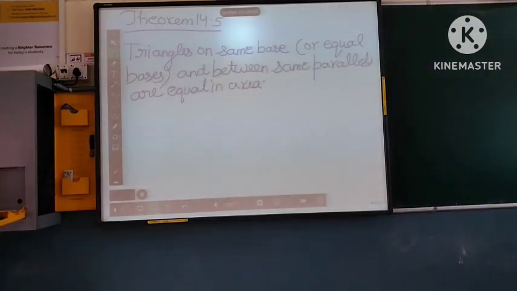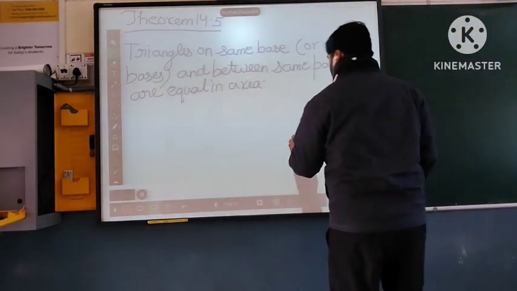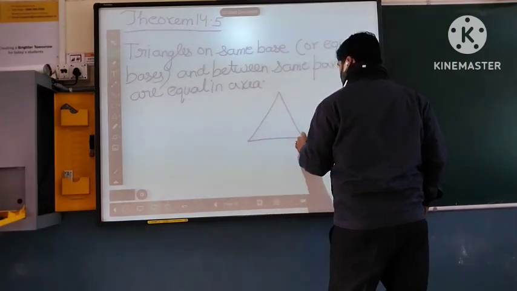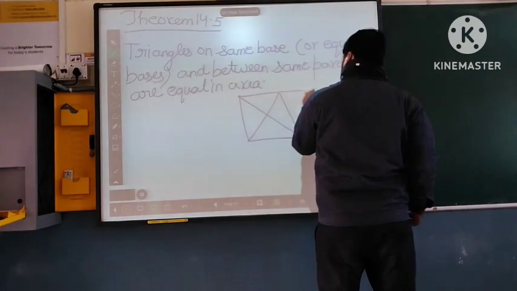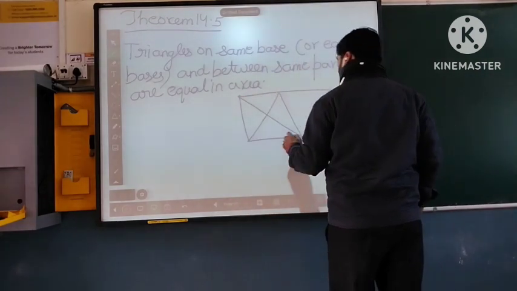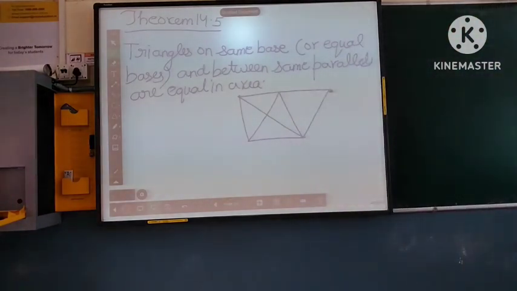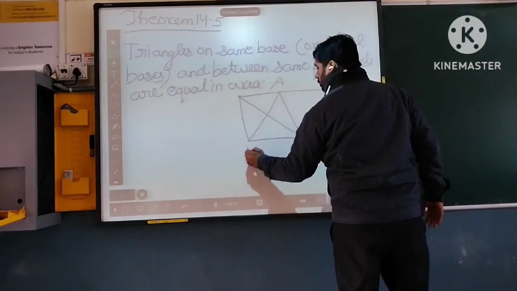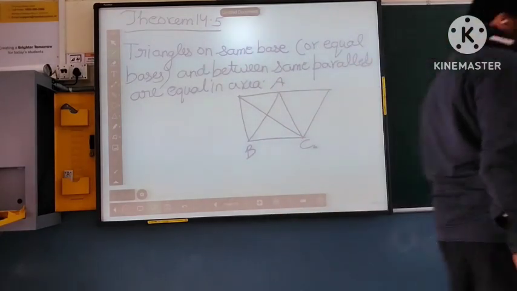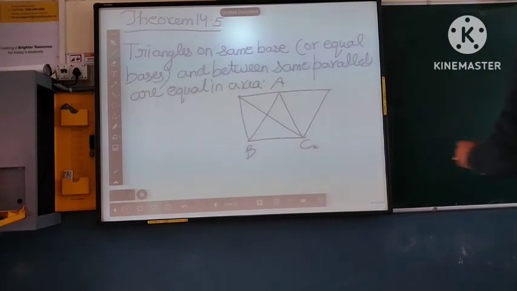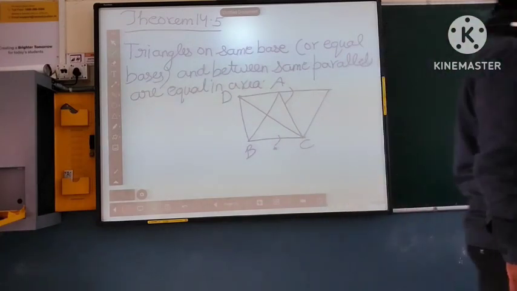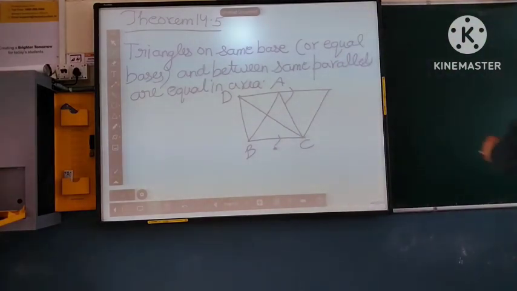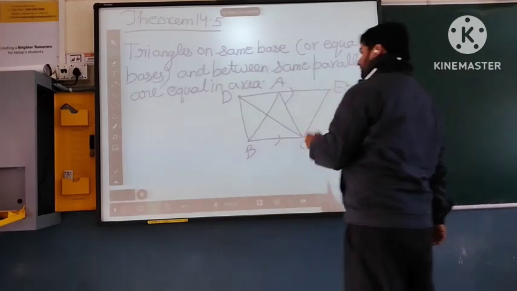Next, I'm drawing the figure for it. See how you visualize two triangles. One base is there with this one triangle we have drawn. Now another triangle. See, both are lying between the same parallel lines also. So they are between same parallels and they are sharing the same base. So the first triangle is ABC. The other one is what? This is D. Between the same parallel lines they are. This is E.